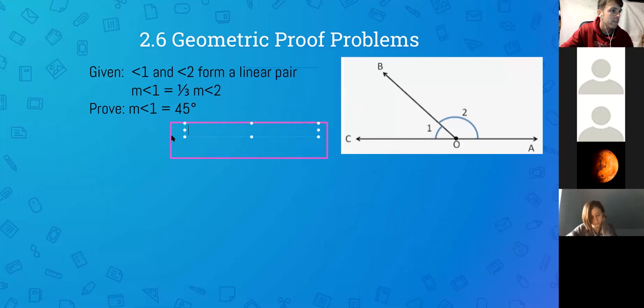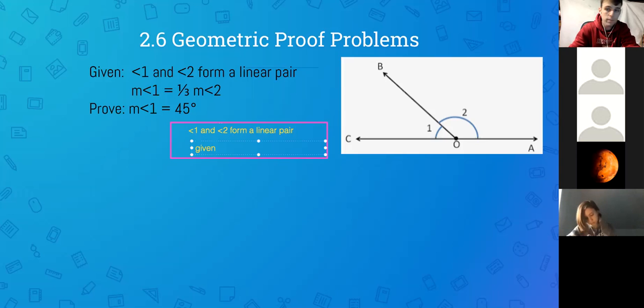So we got our givens. I want to write my givens up top. So that's going to be angle 1, angle 2 form a linear pair. I'm going to be doing this flow chart from top to bottom. I don't know exactly what the structure of it's going to look like, but just kind of getting things started. Measure angle 1 equals 1/3 measure angle 2. That's also given.